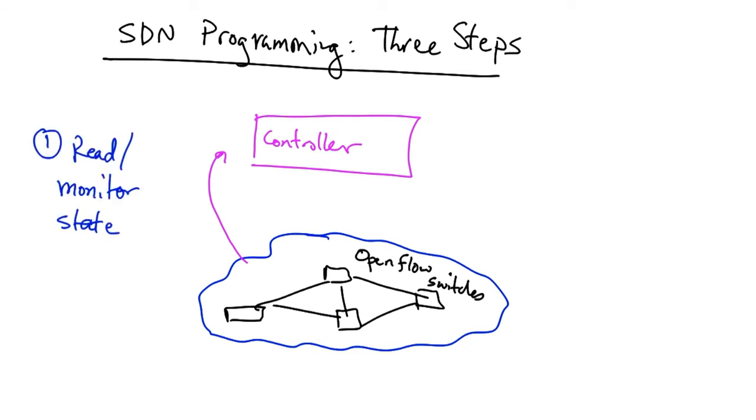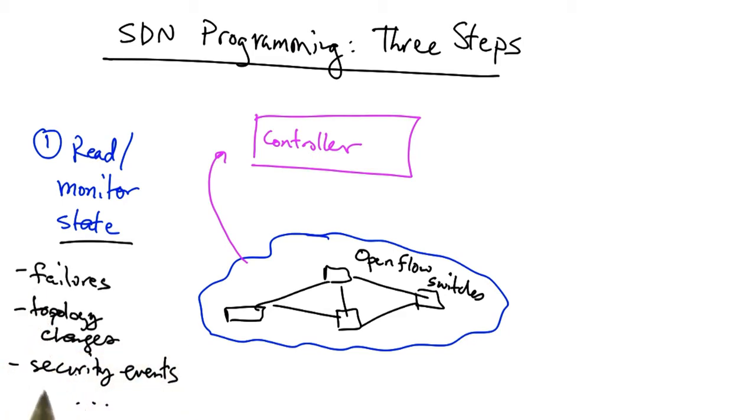The first is that the controller needs to read or monitor network state as well as various events that may be occurring in the network. These events may include failures, topology changes, security events, and so forth.